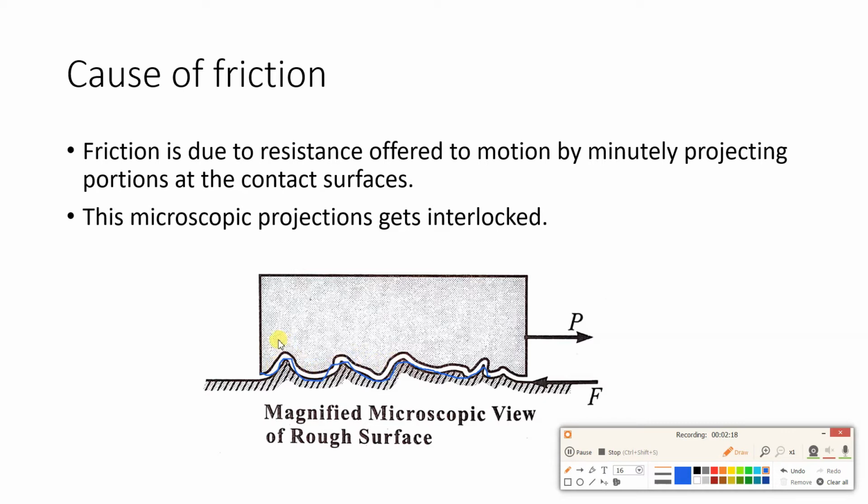So what is friction? Friction is due to resistance offered to motion by minutely projecting portions at the contacting surface. So here you can see there are minutely projecting portions. Now what will happen? These projections will get interlocked, and because of that friction will occur. So this is the cause of friction.